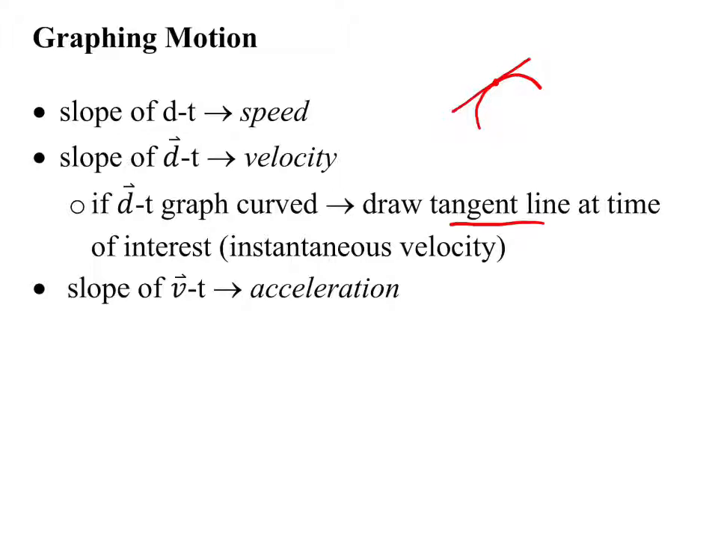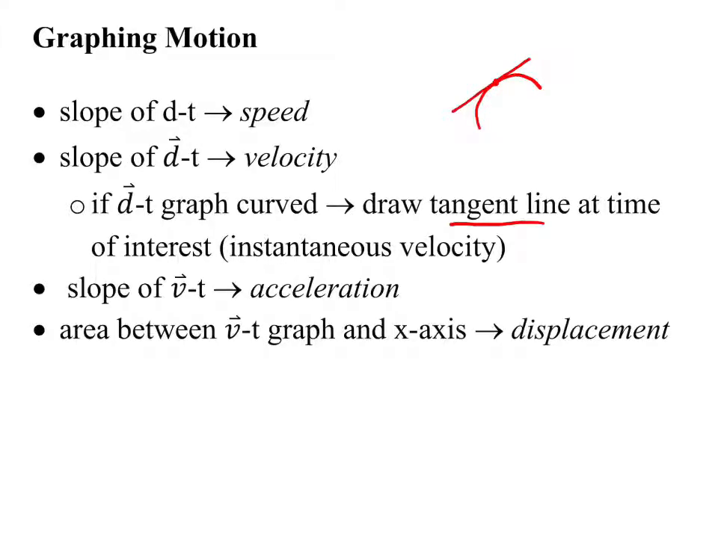So we can tell if it's constant velocity or not. We can tell what the velocity is by finding the slope. And if it's a curved line, then we know it's accelerating. So slope of a velocity time graph is now acceleration. So that's how we're going to get acceleration from a velocity time graph.